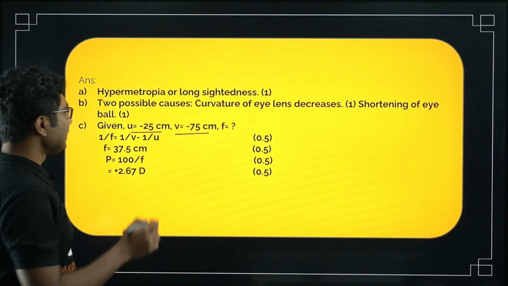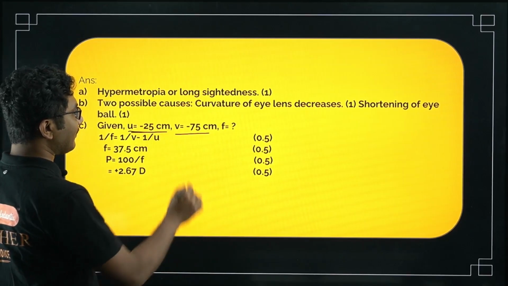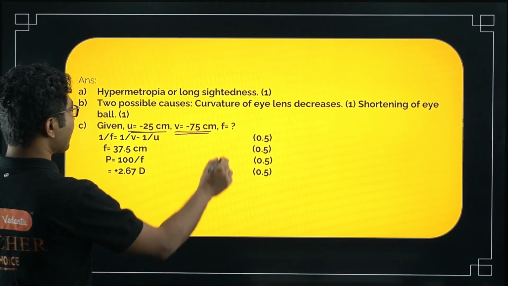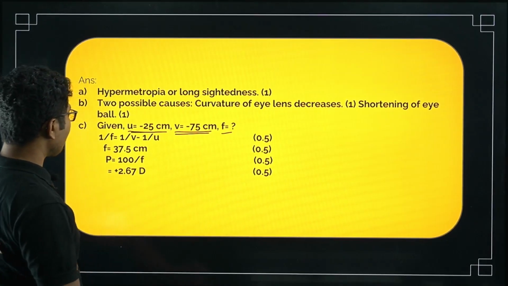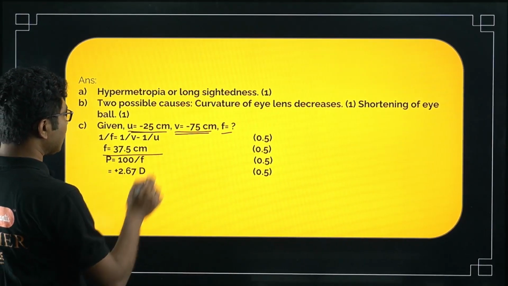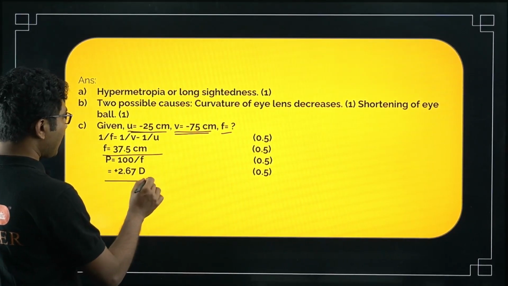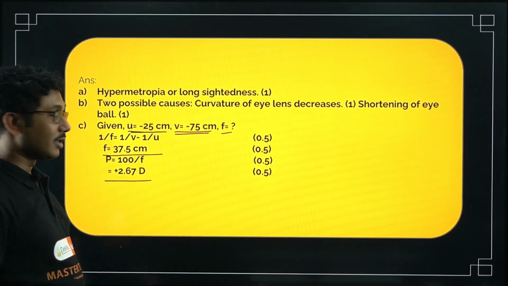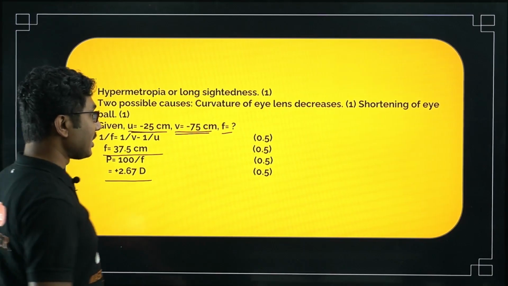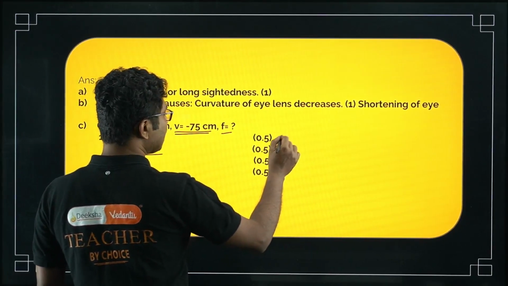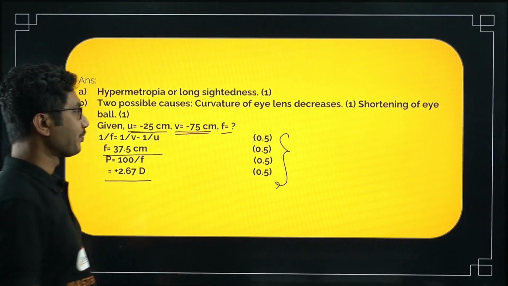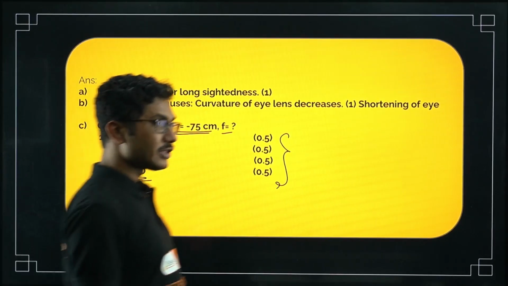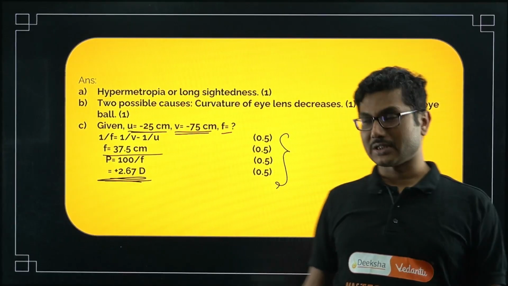So this is the way to do it. So v is minus 75, because it's a virtual image, it will also be 75 centimeter. So you have to calculate what is the focal length. So focal length is coming out to be 37.5 centimeter, and power of the lens is coming out to be 2.67 diopter. Okay, so for all the parts you get 0.5, 0.5, 0.5. Okay, so as you can see, this is a convex lens because the power is positive, focal length is positive. So this is a convex lens.